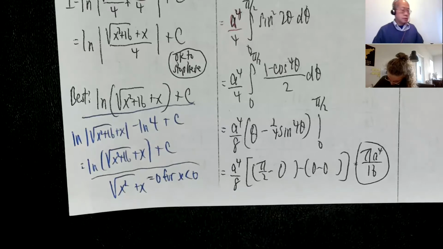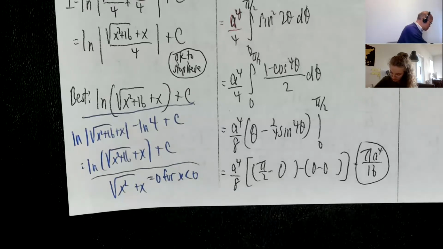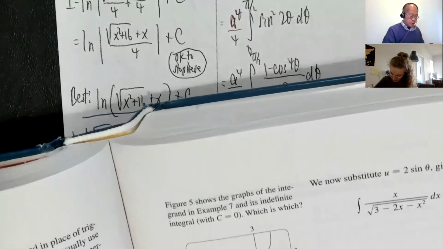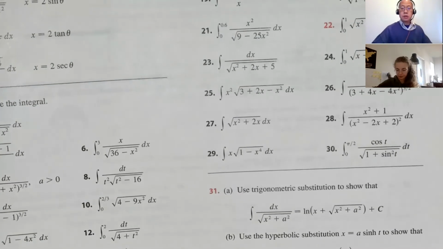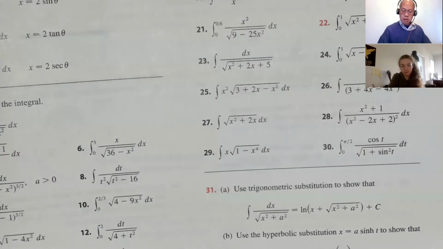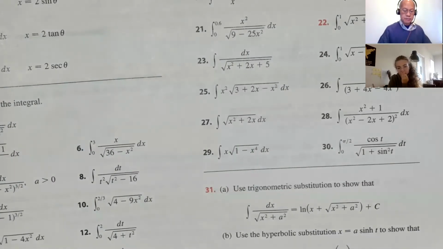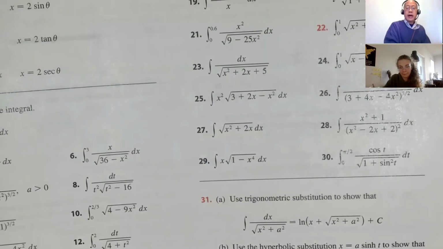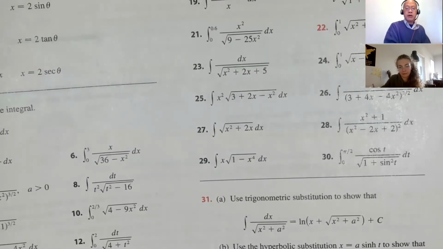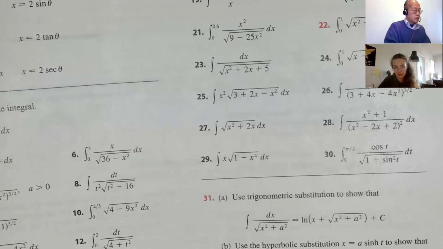Right, so that's the way that one goes. Yeah, I will set you up with 21, but I wasn't going to do it in its entirety, just get you the setup for it. X squared over radical 9 minus 25 x squared.